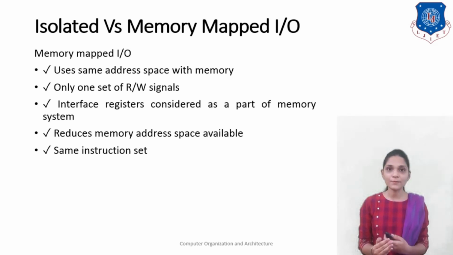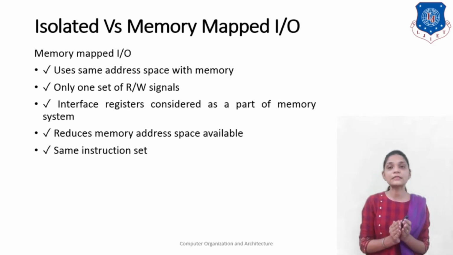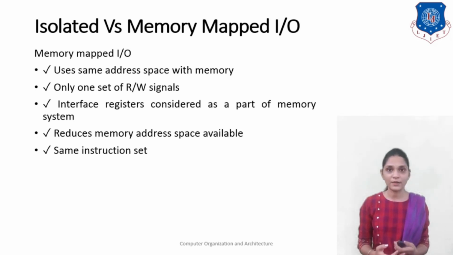While in the isolated IO, you will use a separate instruction for reading the data from the IO and a separate instruction for reading the data from the memory. So in this way, you can use the memory mapped IO or the isolated IO. That will depend upon your requirement.